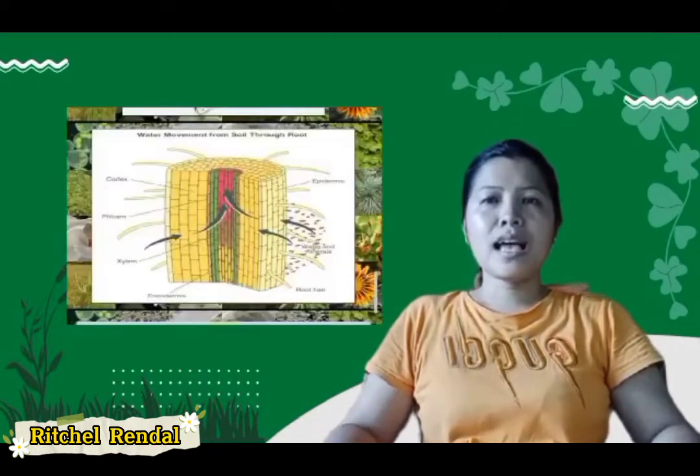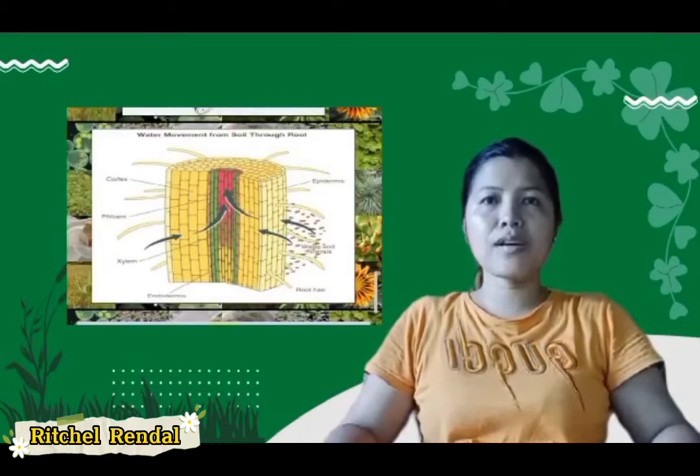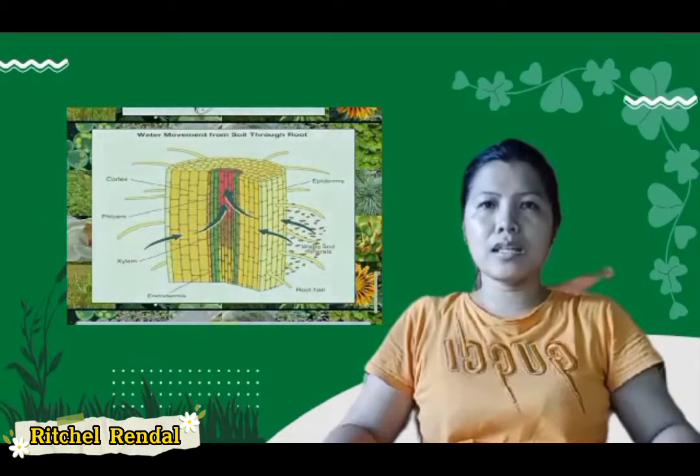Hello everyone, I am Rachel S. Rindal. What is the difference between xylem and phloem? Xylem tissue is responsible for carrying water and nutrients from the roots to the leaves, and it is located near the center of the stem. Phloem tissue is responsible for carrying food produced in the leaf to the rest of the plant. The phloem is usually located on the outside of the stem.